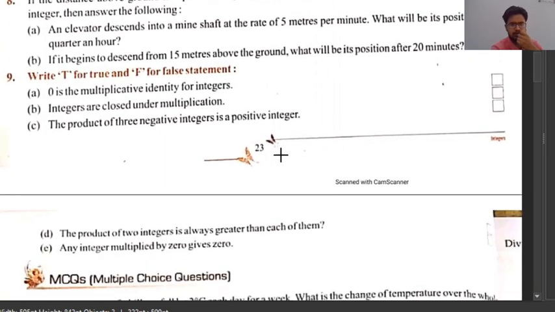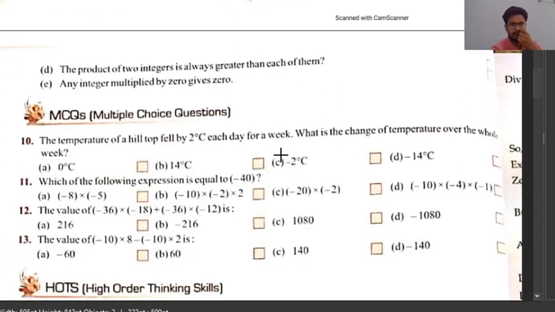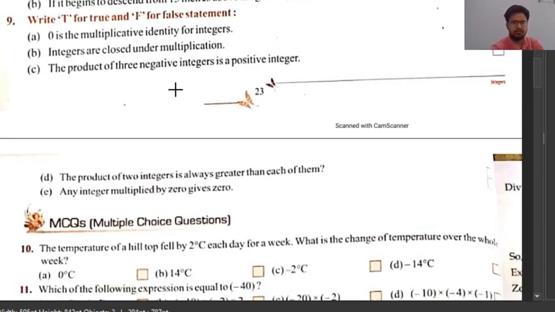Now next, question number 9. 0 is the multiplicative identity for integers. Remember in the previous class, I discussed multiplicative identity. You know what the multiplicative identity is? It means the number does not change. By which number you multiply 2, the number value does not change? Multiply by 1. 3, by which number you multiply, you will not get a changed number? 3 multiplied by 1. Simple.